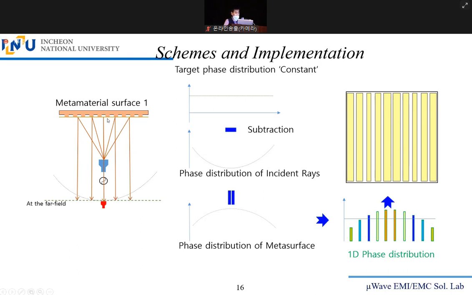As you see, this ray, the electromagnetic wave as an incident wave, travels on this path, the shortest, and this is the farthest. That's why shortest. This is a kind of a parabola function, but it is not related to parabola antenna right now. Here the phase distribution is this. So if you subtract this phase distribution of incident rays from the constant target phase distribution, what you will get is the phase distribution of the metasurface.